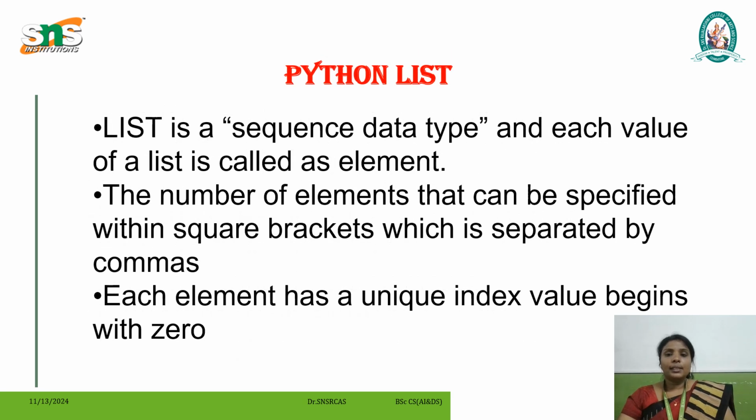First, Python list. What is a list? It is a sequence data type and each value of a list is called an element. The elements are specified within square brackets, separated by commas. Each element has a unique index value that begins with 0. Python allows positive and negative values as index. Loops are used to access all elements from a list. For example, a for loop is a suitable loop to access all the elements one by one.